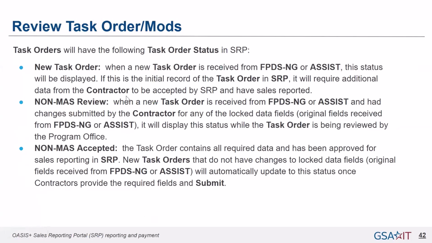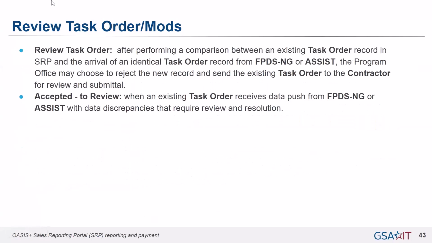Non-mass review, new task order especially, or review task order, they're just variations of the same thing. Data elements need to be validated. Either the data push came from FPDS or you entered data that differed from FPDS. We need to validate the data fields. Accepted to review is when the order gets pushed from FPDS or assessed, and there are discrepancies.